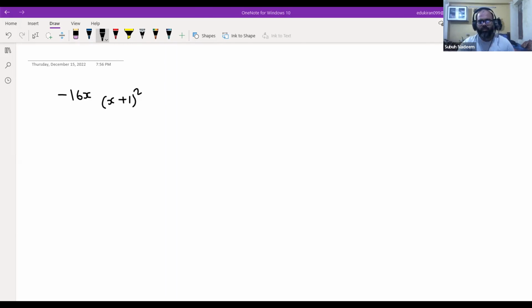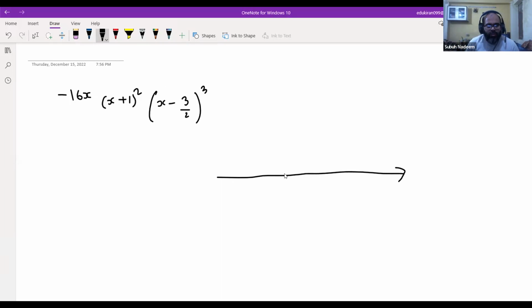I think you're mute. Right. Yeah. So basically, it was minus 16x times (x plus 1) whole square, times (x minus 3 by 2) cube. So when you plot the zeros, one zero is minus 1 as we plotted, another is 3 by 2. Where else will this polynomial become 0?